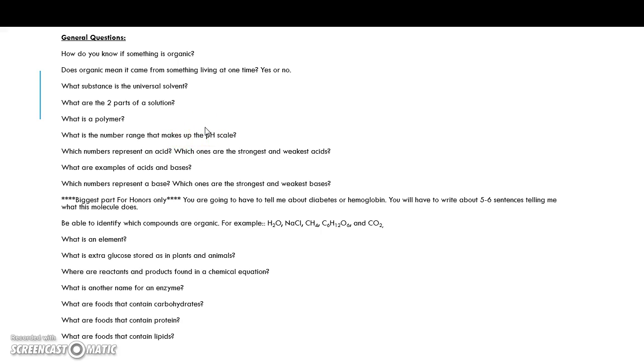Yeah, so what is an acid? If it has more concentrations of hydrogen, you'll know it's an acid. So what would it be for a base? More hydroxide. We went there. Here's the biggest part for you. Make sure you know diabetes and hemoglobin. 5 to 6 sentences. There's your essay. Compounds organic. What am I looking for here? If it has C, don't forget I have this funky guy, CO2. What is an element? It can't be broken down any further.